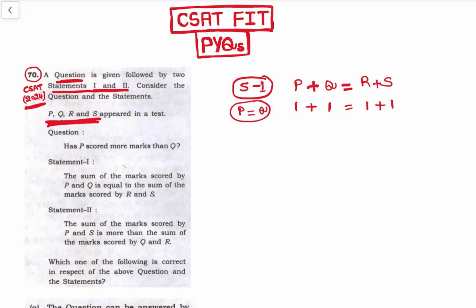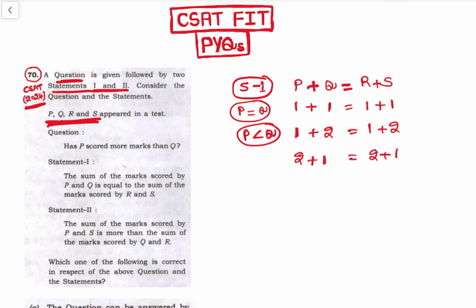Now let's take P as 1 and Q as 2. Okay, then R as 1 and S as 2. So here P is scoring less marks than Q. So P is 1, scoring less marks than Q, that is Q scored 2 marks. Then let's take P as 2 and Q as 1, equal to 2 plus 1.